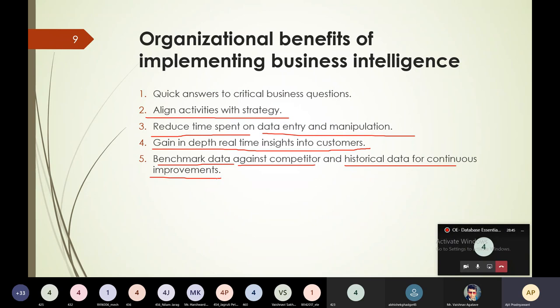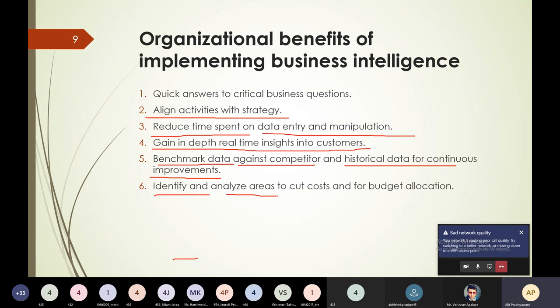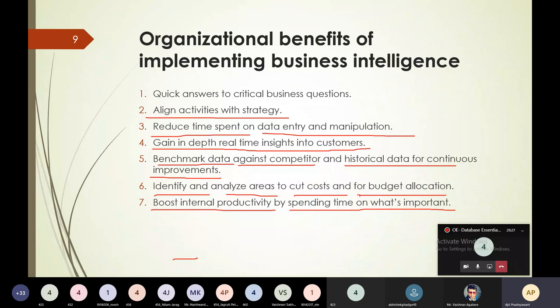Next, the benefit of business intelligence is to identify and analyze areas to cut cost and for budget allocation. With the help of business intelligence, we can analyze and identify areas where we can cut the cost and for budget allocation. One of the benefits of this is it will boost your internal productivity by spending time on what's important. Everything is in front of you. You can easily get what is important for you, concentrate on it, and it will boost your productivity.